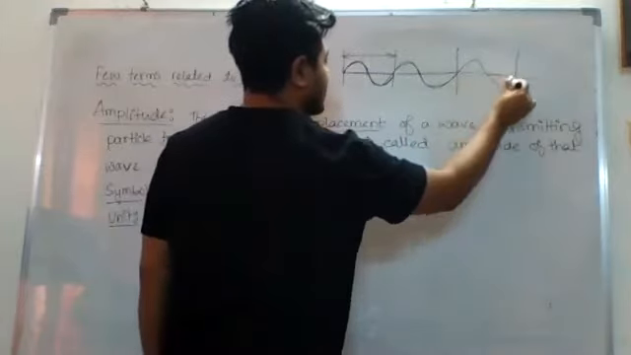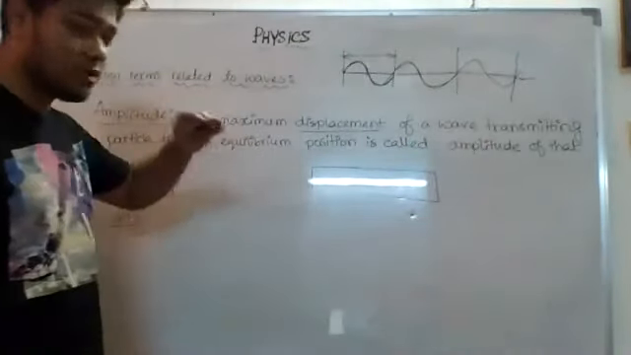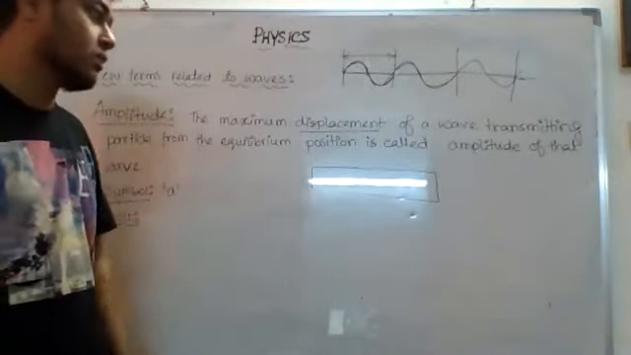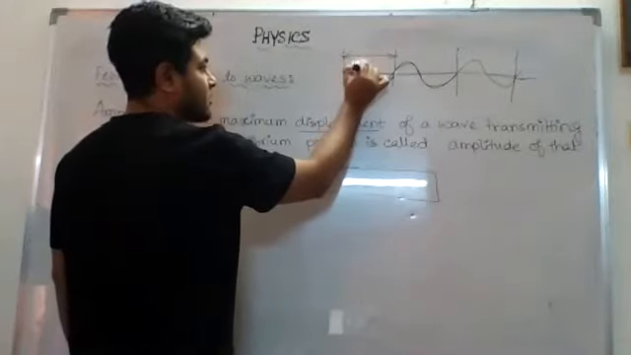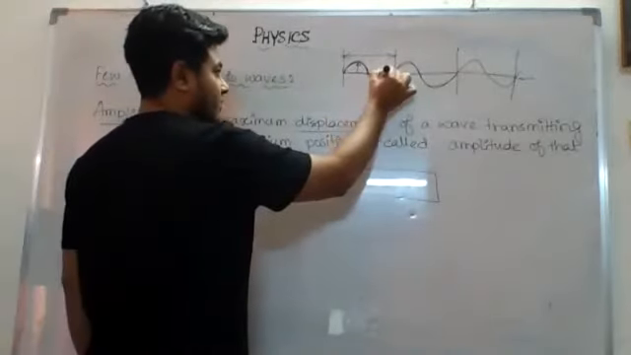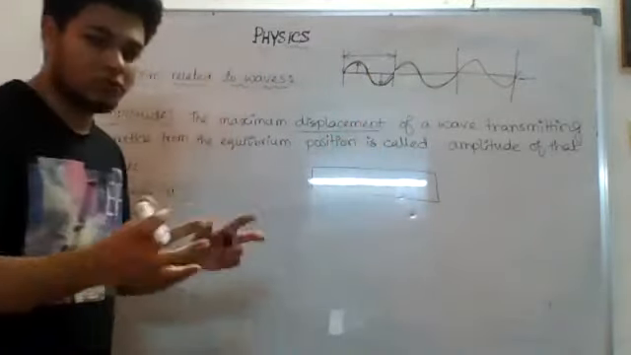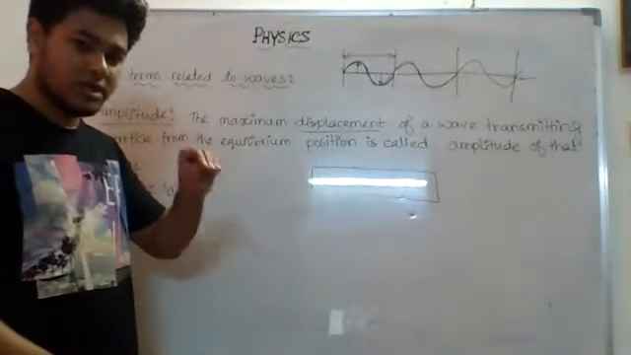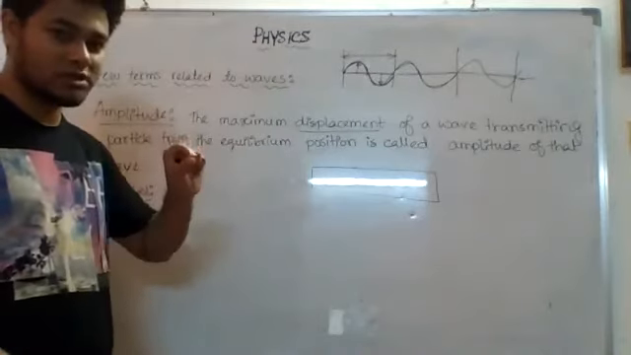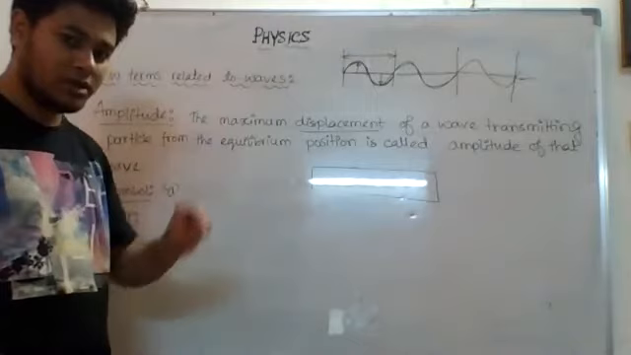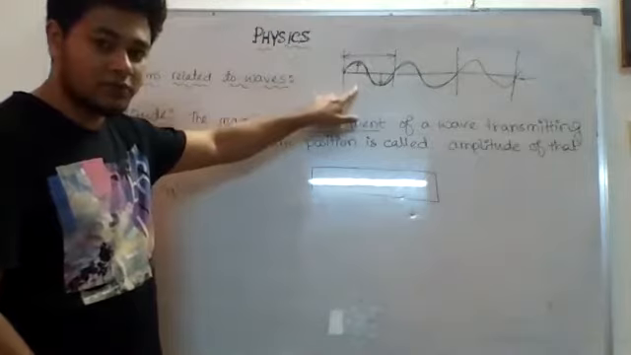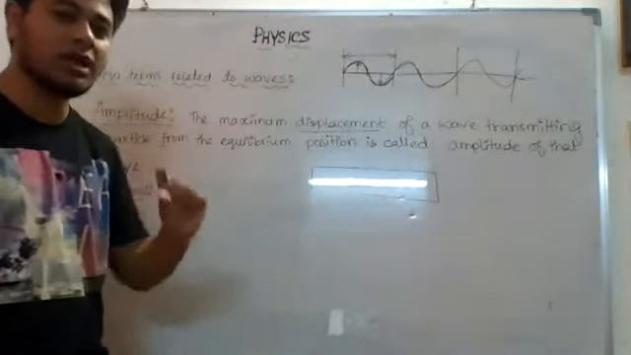The line in the middle shows the equilibrium position, and from the equilibrium position, sometimes the particle is going in the upward direction, sometimes in the downward direction. So the maximum displacement covered in the upward direction, or the maximum displacement covered in the downward direction, both of them will be equal. The distance it covers upward from the equilibrium position, the same distance it covers downward also, right? Because sometimes it is going up, sometimes coming down. So the maximum distance covered from the equilibrium position is called the amplitude of that wave.